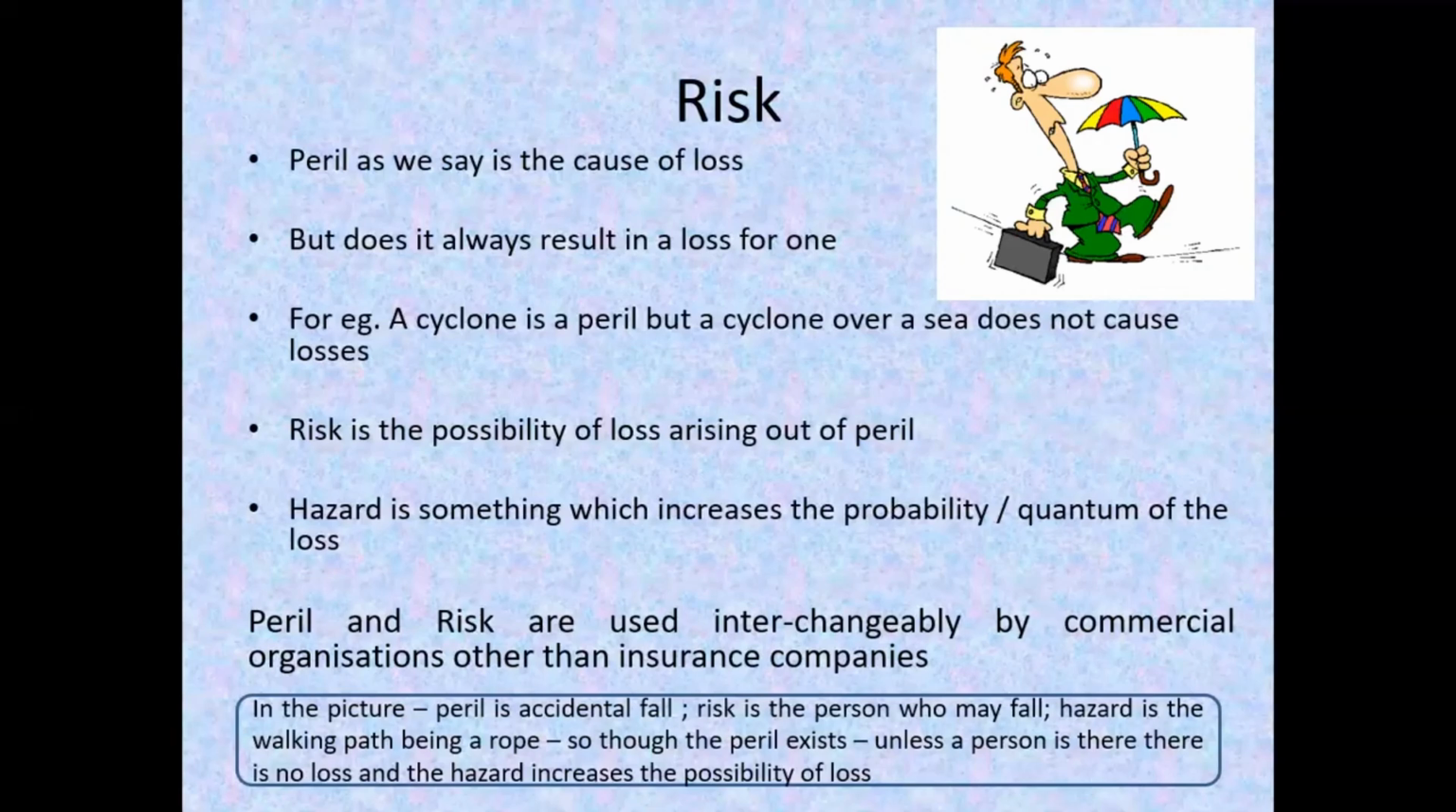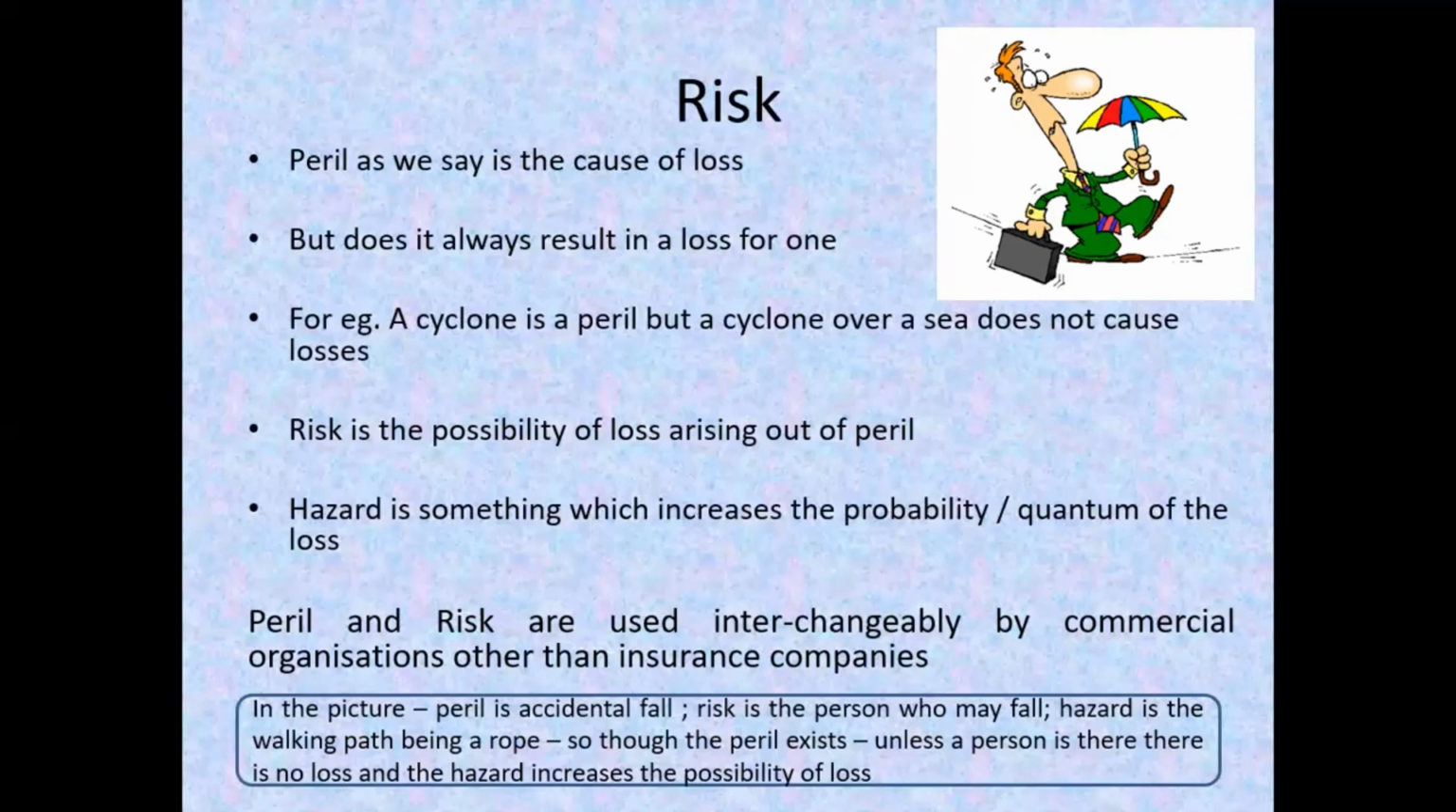So like in the example, a cyclone is a peril, but a cyclone over a sea does not cause loss. If the cyclone is a peril, clearly it can lead to loss. But if the cyclone happens mid-sea, there may not be any property for you to even get damaged. In which case, if a cyclone happens within the city, then it is risky. So the possibility of loss, if the cyclone happens within the city, definitely property is going to get damaged. So the city is a risk, and perhaps the sea is not a risk. Like this, you analyze the possibility of a loss arising out of a peril.